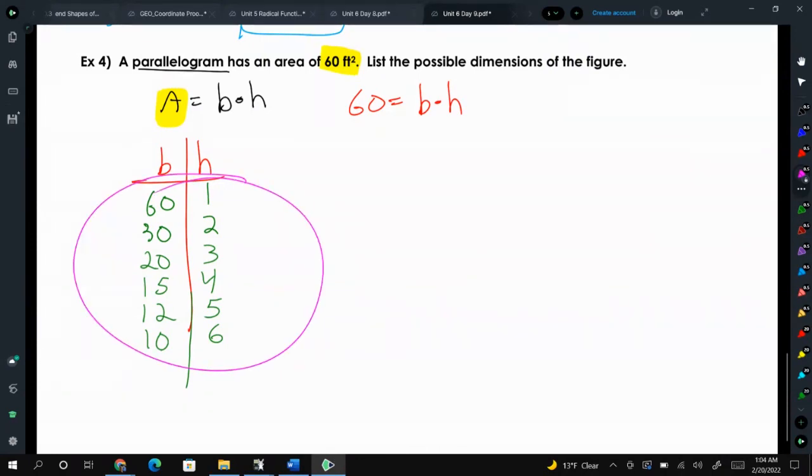All right, so that does it for the day 9 notes. So you can go ahead and get started on your assignments.